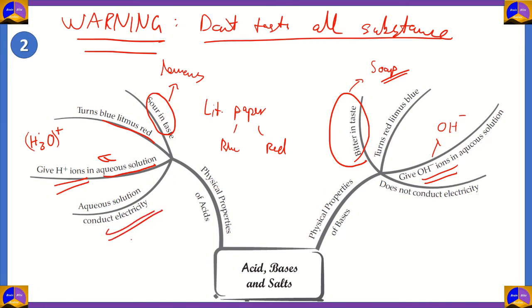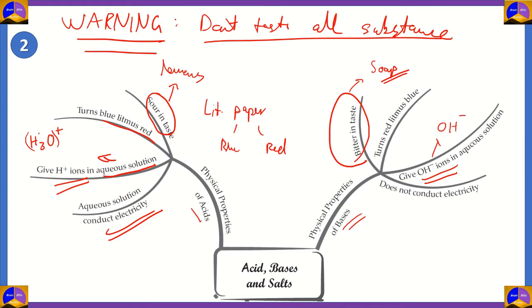Aqueous solutions of acids conduct electricity well because they release H+ ions, while bases are not essentially good conductors of electricity because you have an excess of OH- ions. So these are the physical properties that are characteristic of acids as well as bases.